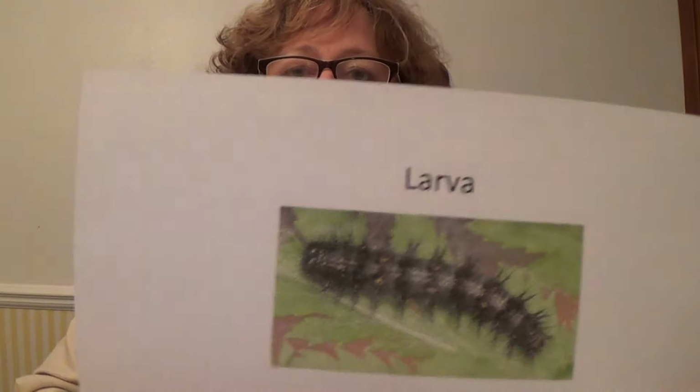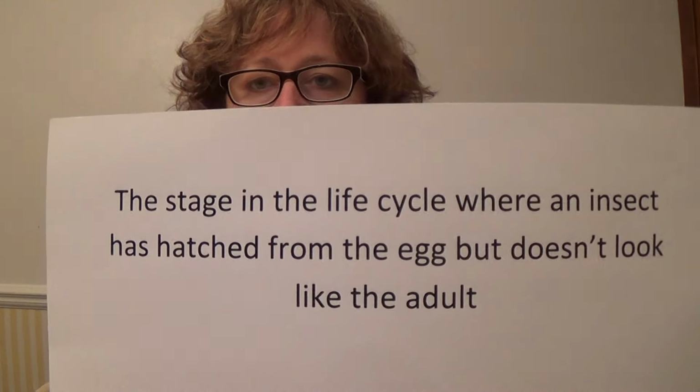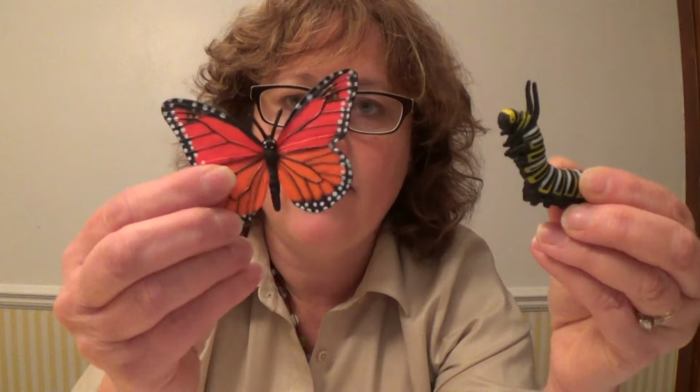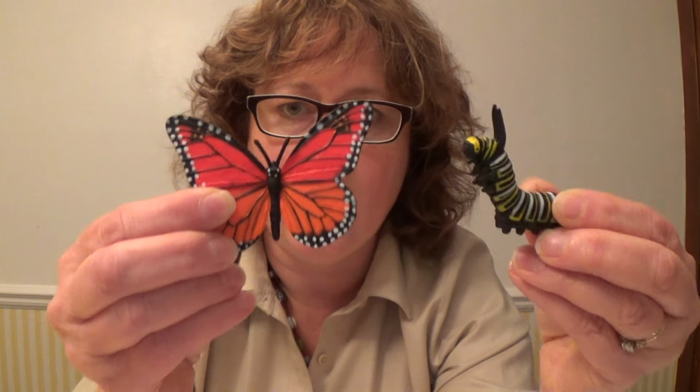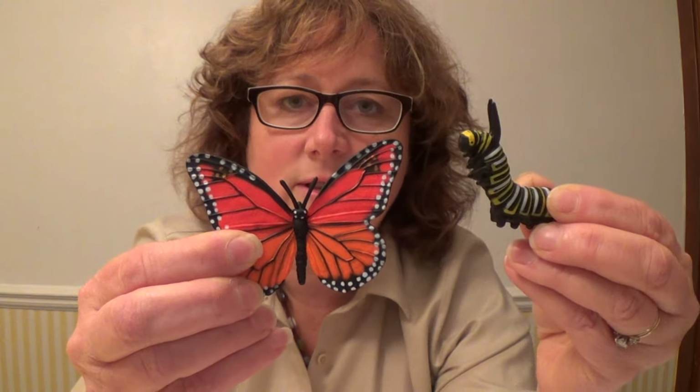Here is the larva. That is the stage in life where an insect has hatched from the egg, but it does not look like the adult. Okay, so that makes sense. This does not look like this. Okay? It's complete metamorphosis, complete change.